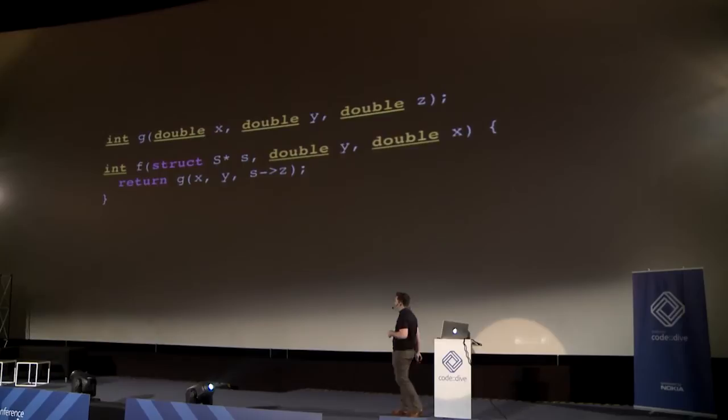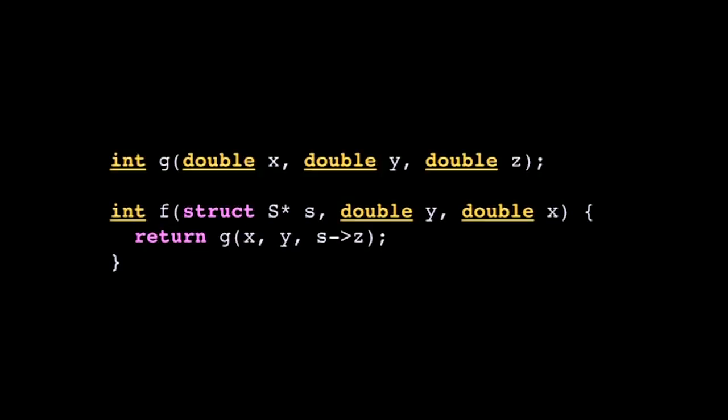So let's look at some examples. We have this function g, okay? It's a very straightforward function. We also have a function f. All f does is rearrange arguments and then call g. This happens all the time in real code. It's a wrapper function, an adapter. This actually comes up constantly.